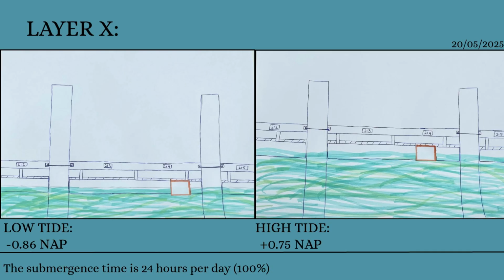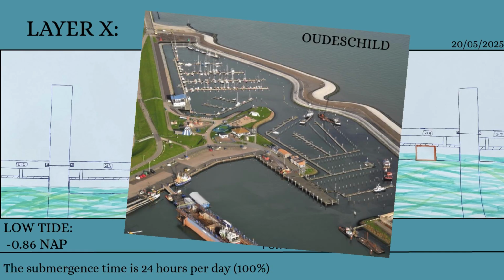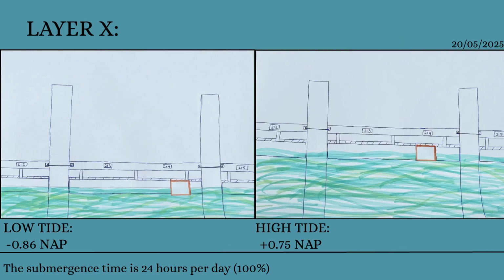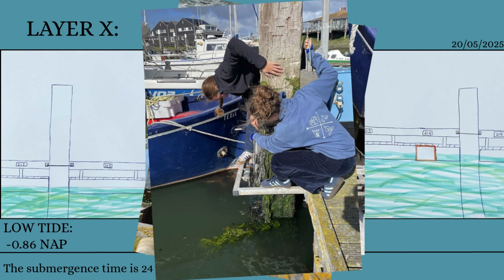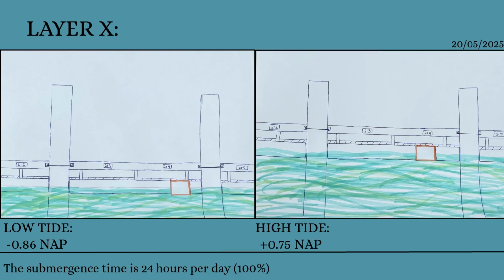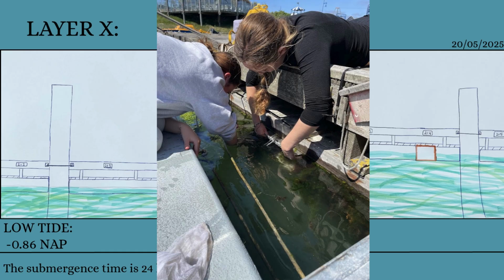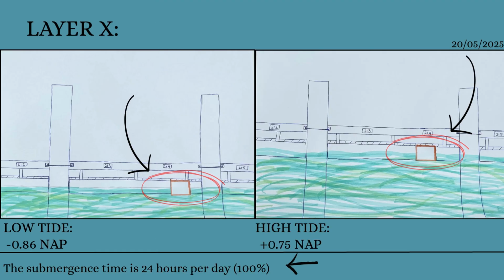Our sampling location on Texel was Watersportvereniging Oude Schild, next to the harbor. We took samples on 3 different heights with 3 different submergence times. For each height we took 3 replicates. The first set of samples were taken from the side of a floating jetty. As you can see in the drawing, these samples were submerged 100% of the time.